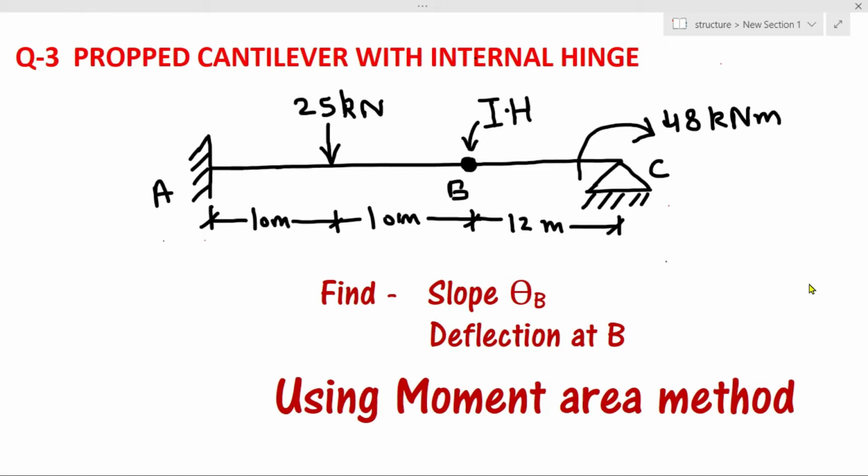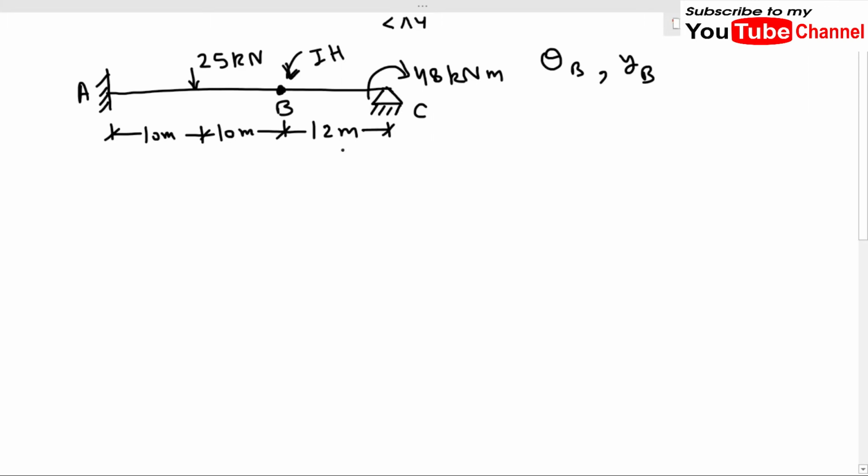So let's get started with the solution of this. So this is our problem, and before starting the solution, let us refresh our concept about internal hinge, because we have to find out the slope and deflection at internal hinge. So first of all, let us understand how the internal hinge deflects.